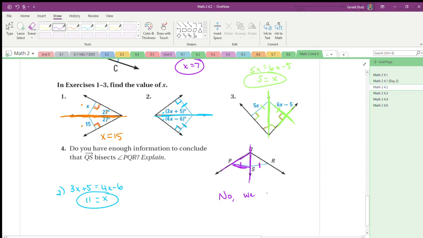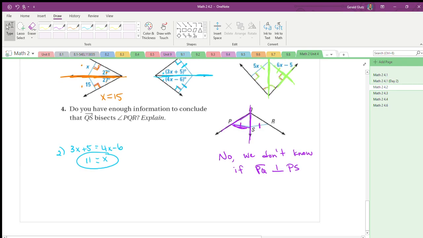We don't know if PQ is perpendicular to PS, and you could say the same thing with RQ and RS. So we don't know that those two things are perpendicular, so we cannot say that QS is a bisector for sure.